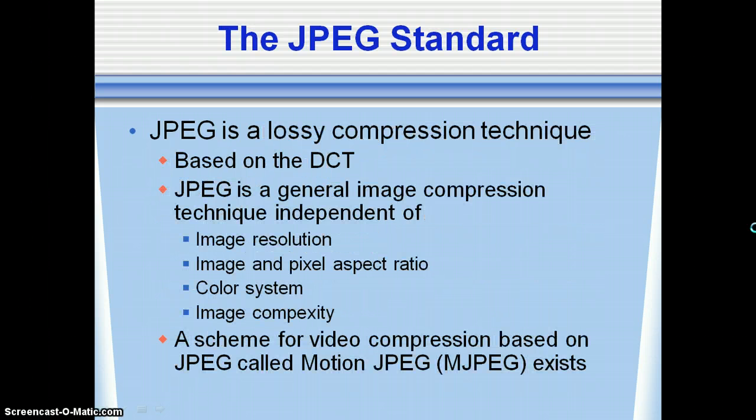JPEG is a lossy compression technique based on the DCT. JPEG is a general image compression technique independent of the image resolution, image and pixel aspect ratio, color system, and image complexity. A scheme for video compression based on JPEG, called Motion JPEG or MJPEG, exists.